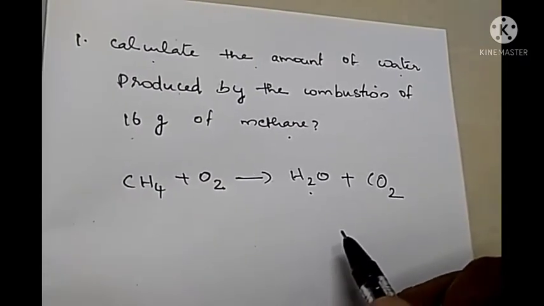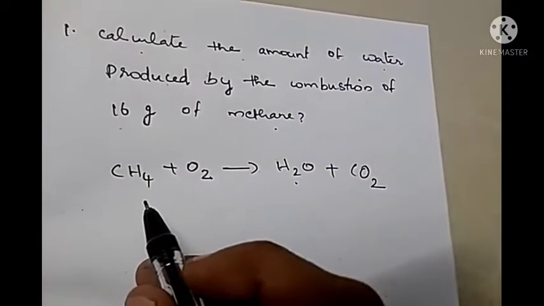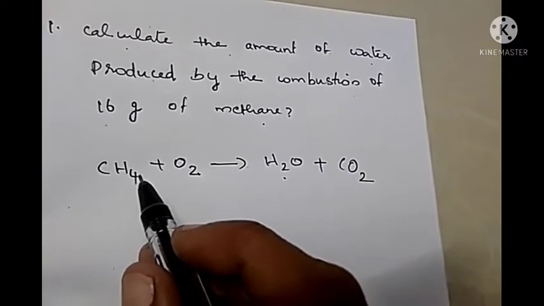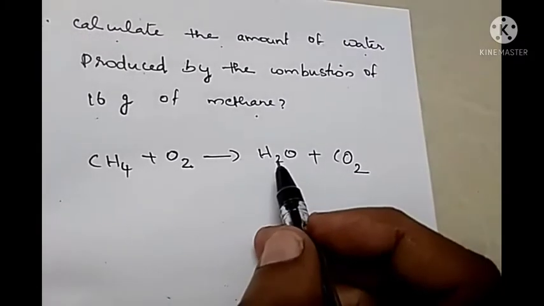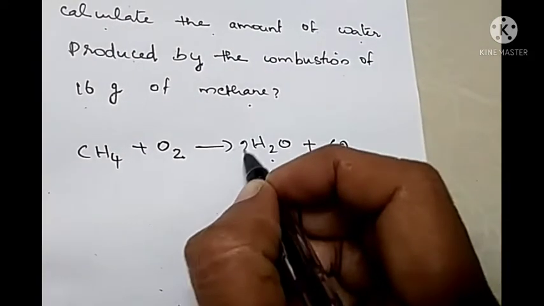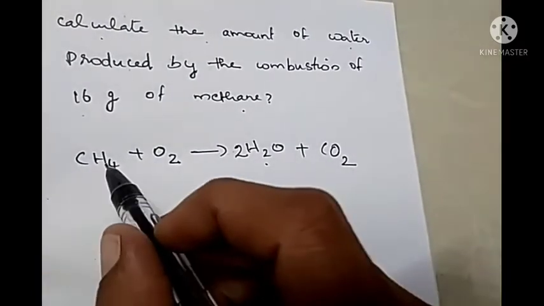Now we have to balance this chemical equation. How can we balance this? Here there are 4 hydrogen atoms, but here only 2 hydrogen atoms. How can we make it 4? For that we have to multiply here with 2. So 2 into 2, 4 hydrogen atoms. Here also 4 hydrogen atoms.